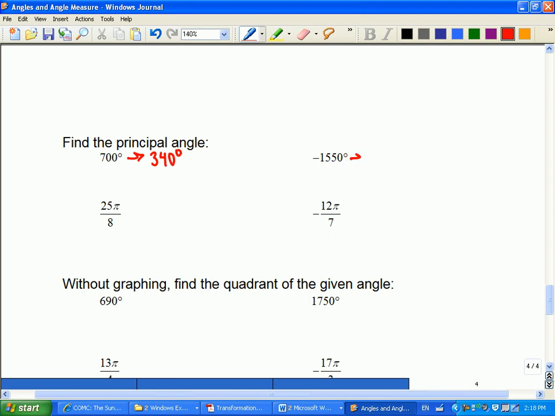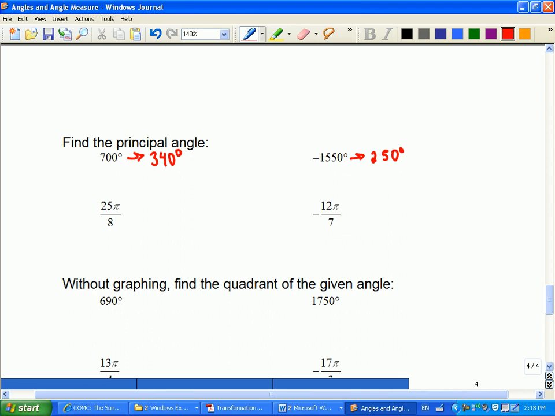Okay, what about this one? You're adding 360 this time. Where do you end up? Yeah, it should be 250, right? The negative 110 means you've got to go one more, because the principal angle is from 0 to 360. Okay?